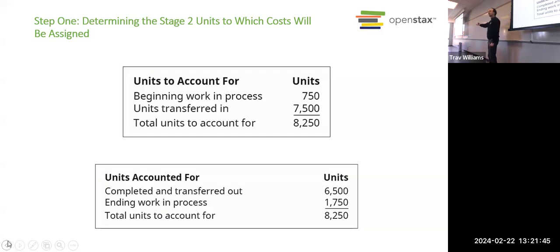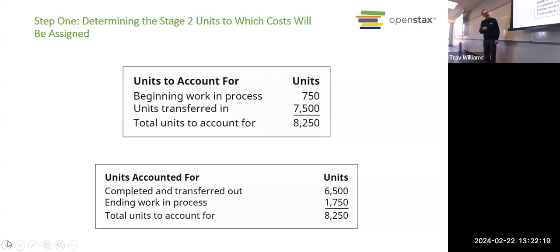7,500 more units got transferred in. They're like, hey, we didn't even finish that 750, and now here's a whole 10 times more coming in. So that means now they've got 8,250 units to work on. Now they didn't get them all done. At the end of the period, they still had 1,750 that were incomplete, which is more than double what they had at the beginning of the period. So they're a little bit behind schedule, it looks like.